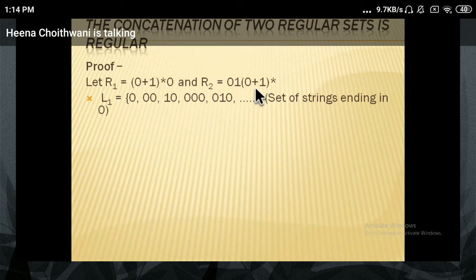Right? Then let's take the 1. 1 star will give you 1, double 1, triple 1, epsilon also. Right? But since 0 1 I have already written in my set, that is fixed, so epsilon will not come in the picture. So 1 concatenating with 0 1 will give you 0 double 1. Then we have 0 triple 1 and so on. Right? So can you give me the language R2?